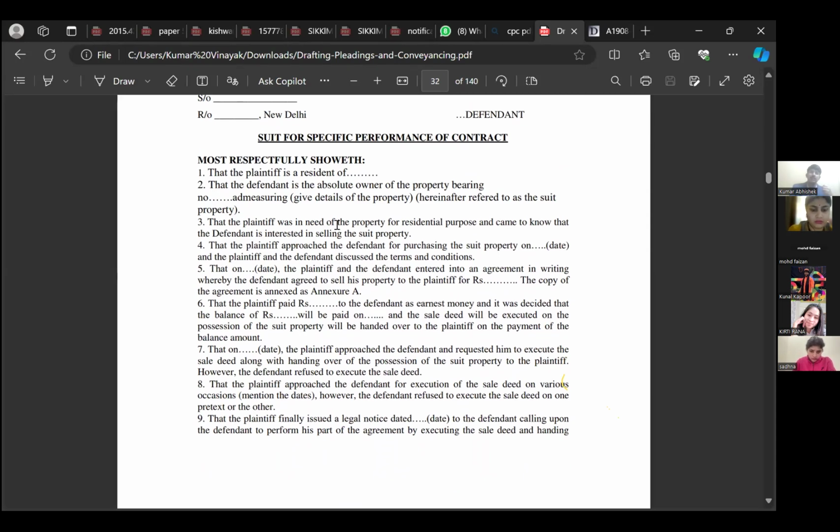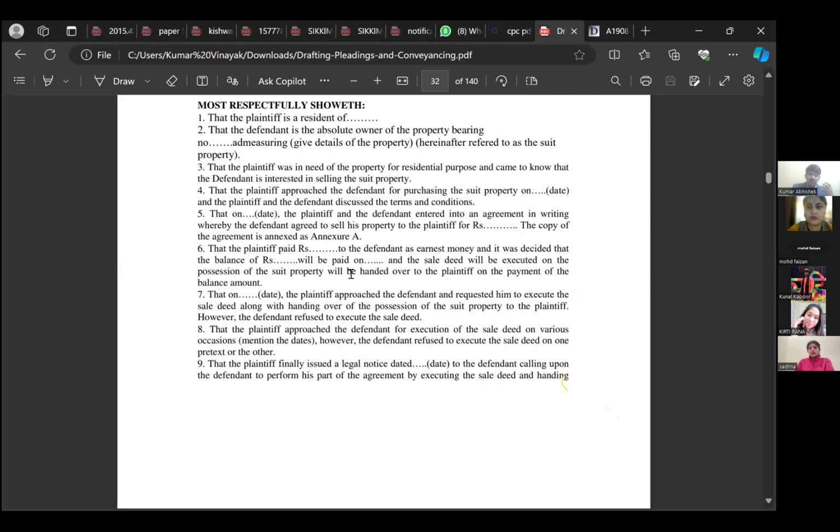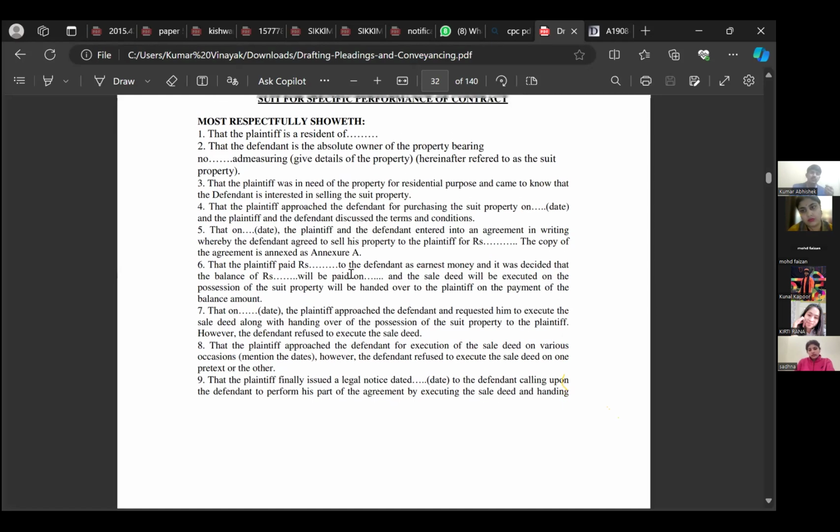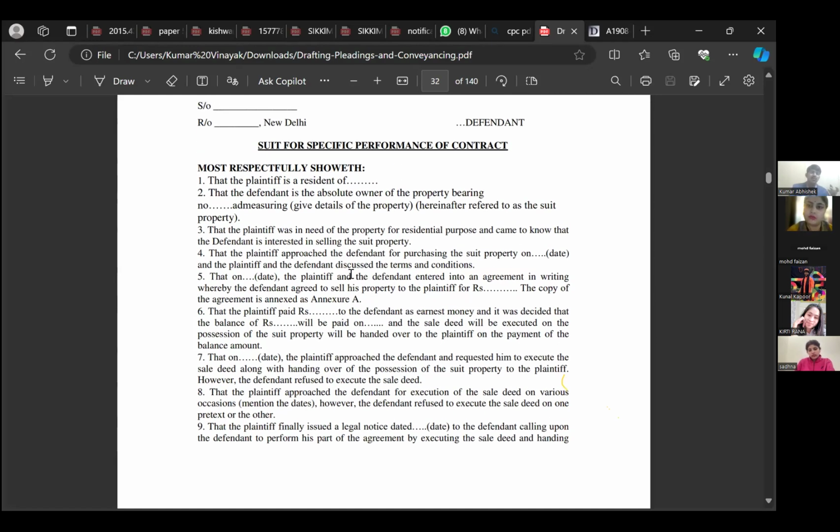Then that the plaintiff was in need of property for residential purpose and came to know that the defendant is interested in selling the suit property. So this is a claim for specific performance. There must have been a contract between the parties, of which one of the parties would have resiled from performing the contract. Therefore, a specific performance suit would have been filed.